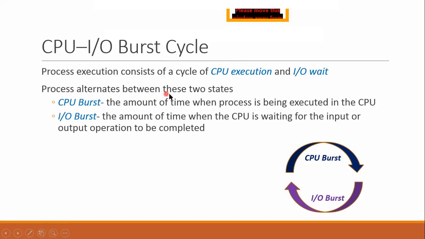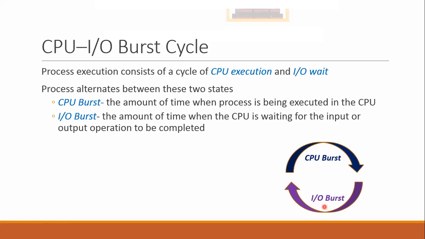Process alternates between these two stages, the CPU execution stage and IO wait stage. As this figure shows, a process keeps alternating between these two states, the CPU burst and the IO burst. CPU burst is the amount of time when process is being executed in the CPU. So CPU burst is the amount of time when CPU is executing the process instructions. So CPU burst represents the CPU execution stage.